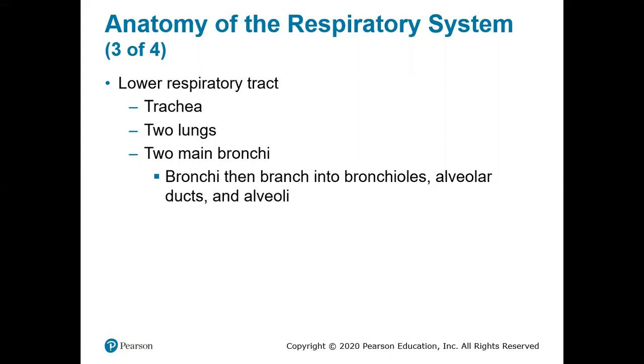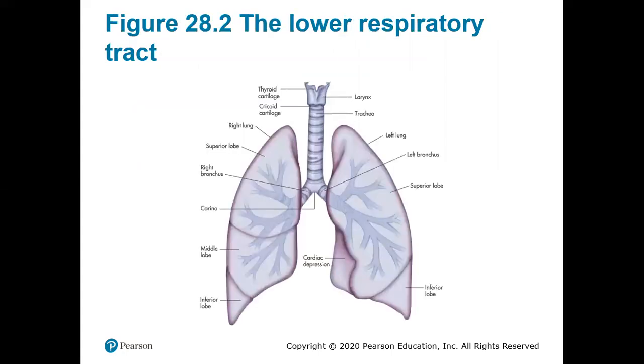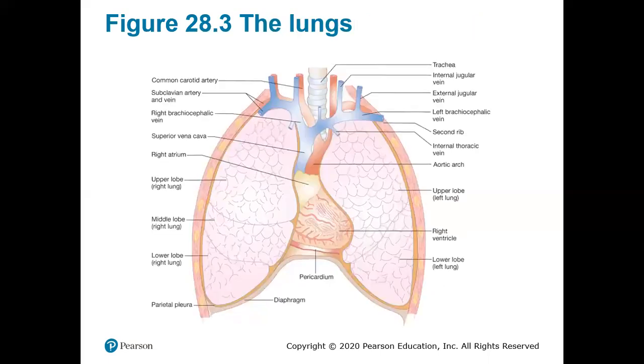The lower respiratory tract is comprised of the trachea and the two lungs, and two main bronchi. Bronchi then branch into bronchioles, alveolar ducts, and alveoli. On page 438 is figure 28.2, the lower respiratory tract diagram. Figure 28.3 of the lung diagram can be found on page 439 in the textbook.